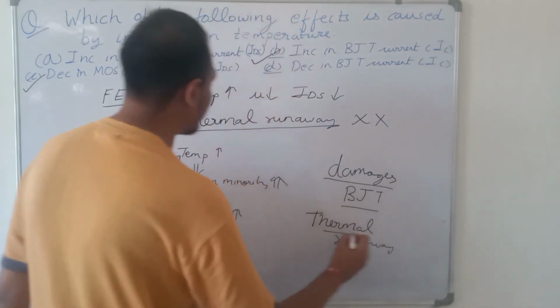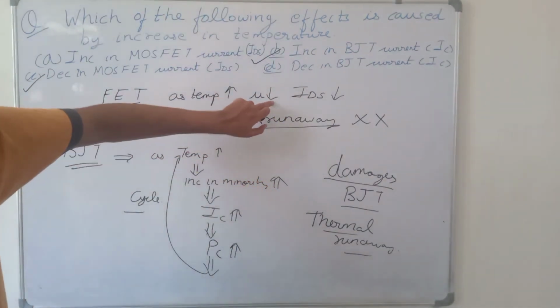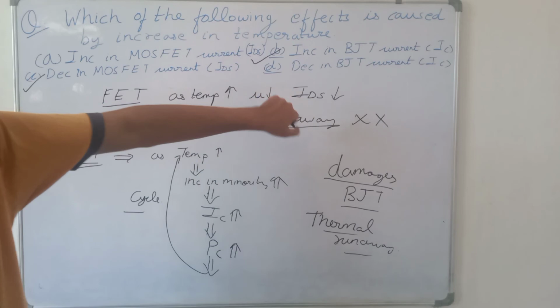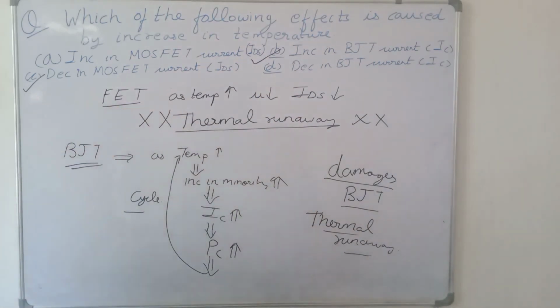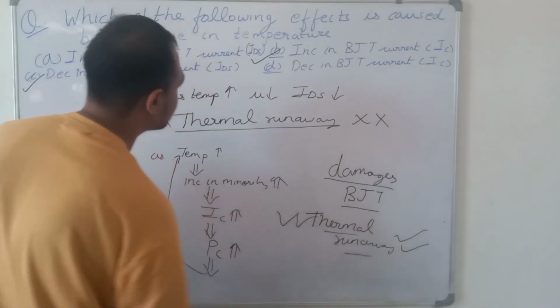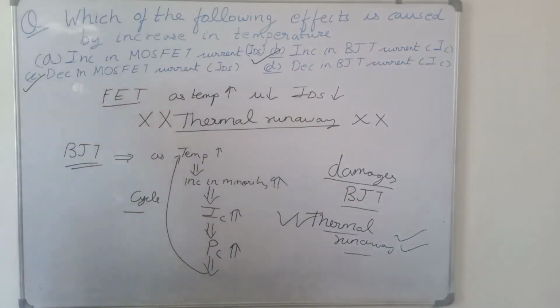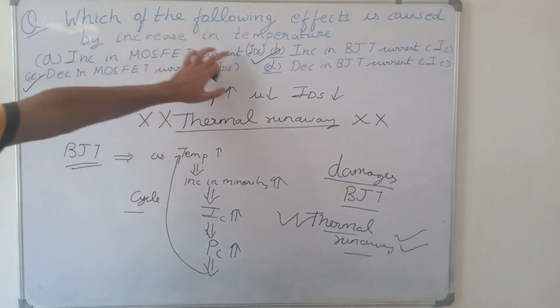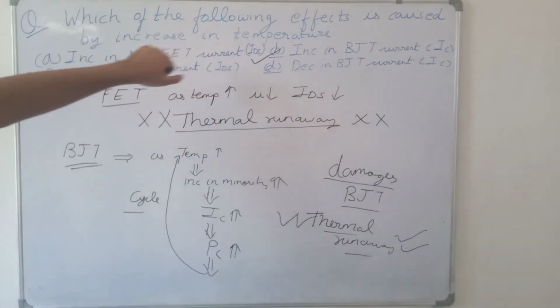Whereas in FET, as the temperature increases, the mobility decreases, which reduces the drain current. So thermal runaway is not possible in FET, whereas in BJT the thermal runaway takes place. So the correct options are option B and option C, that increase in temperature increases the BJT current but decreases the MOSFET current, IDS.